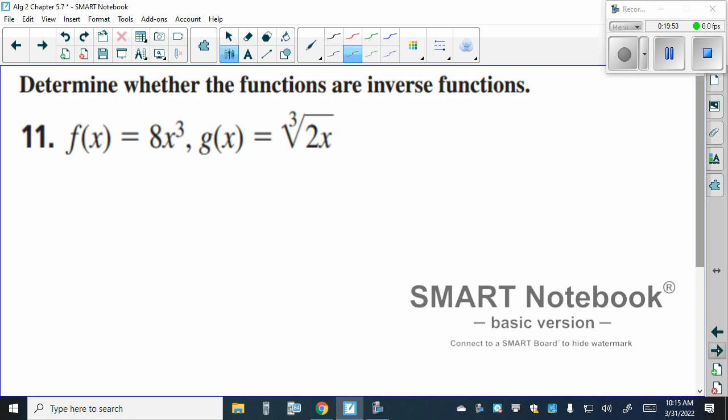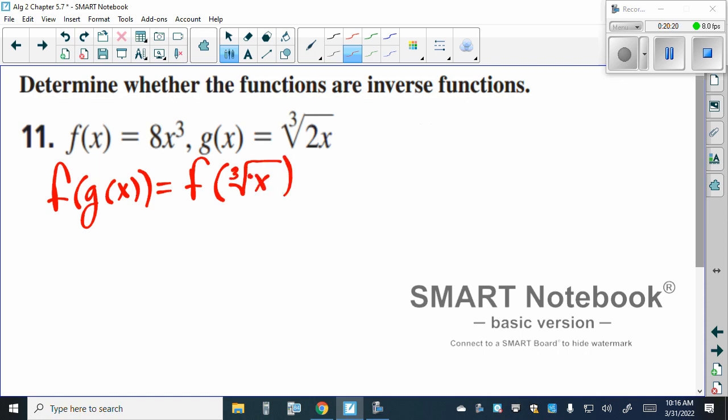So, f of x is 8 times x squared, and g of x is the cubed root of 2 times x. So, let's look at f of g of x first. And again, I just pick one of the two to do first. Normally, I just stick with f of g of x first. Now, g of x is our cubed root of 2x.